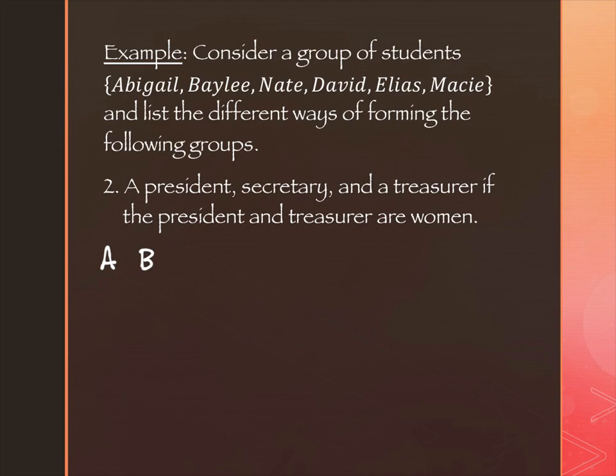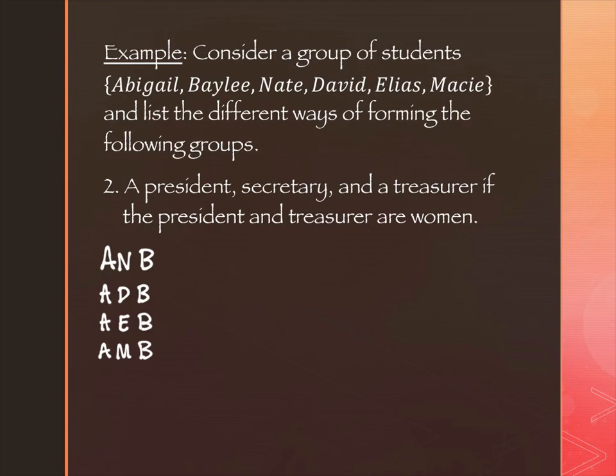Okay. What about the secretary? Could be Nate. What else could it be? Who else could it be? Could be David. Who else? Elias. It could be Macy, right? It didn't say, like on the last one, that the secretary had to be a boy, did it? So be careful not to read into it what's not said. It could be Macy, and we had all girls as the executive branch of whatever club this is. I don't know. Okay, does that make sense?